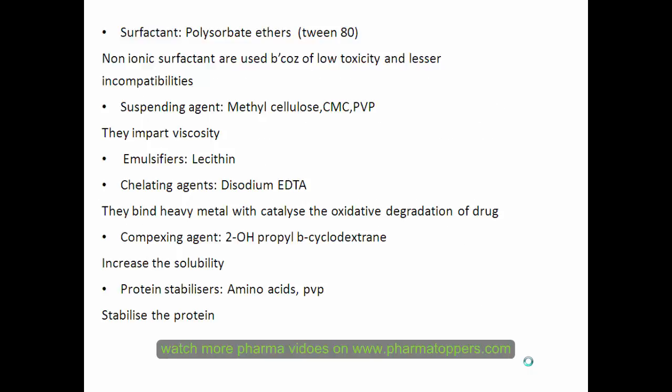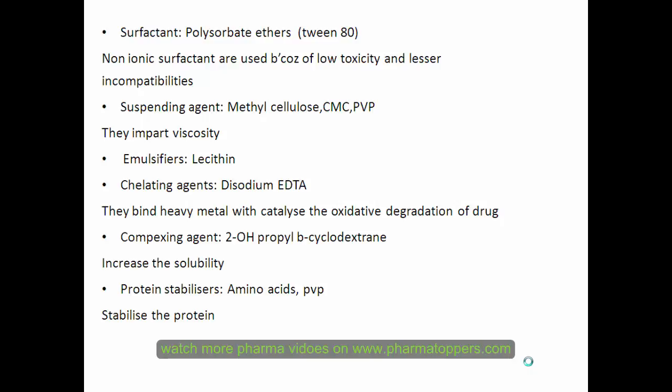Next slide, surfactant. The commonly used surfactants are polysorbates, that is Tween. These are non-ionic surfactants, which have low toxicity and less incompatibility. Next is suspending agent, that is methyl cellulose, CMC, that is carboxymethyl cellulose, and polyvinyl pyrrolidone, that is PVP. They impart viscosity. In case of emulsifier, lecithin is used. As chelating agent, disodium EDTA is used. Why? Because it binds heavy metals that catalyze the oxidative degradation of the drug.